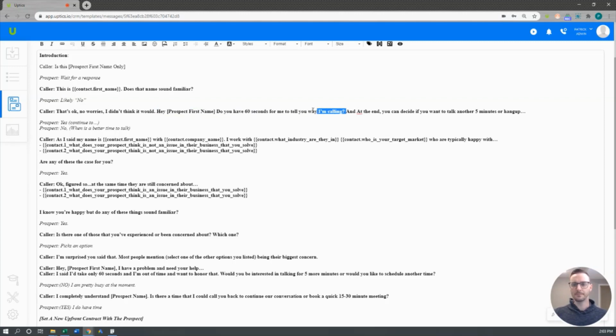And then obviously, you want to continue on. You say, "Hey, at the end, you can decide if you want to talk for another 5 minutes or hang up." This is also another intentional thing. Hanging up is like you're giving the power to the prospect, but you're setting an upfront expectation with them that if they decide to keep on talking, we're going to talk for another 5 minutes.